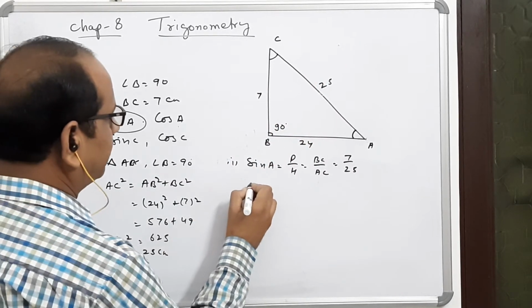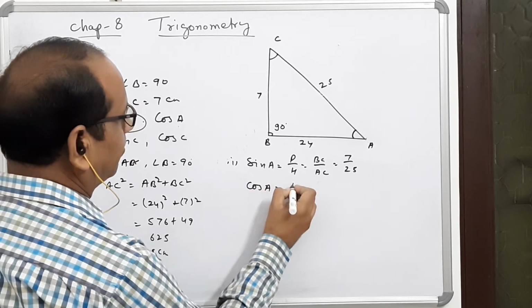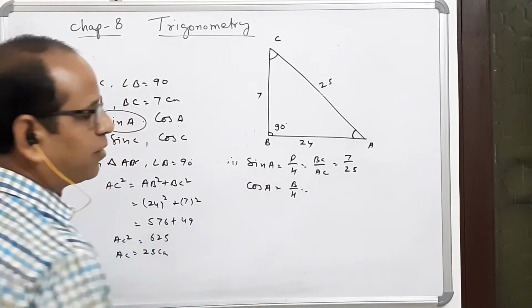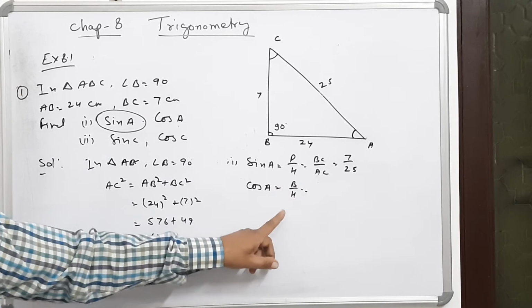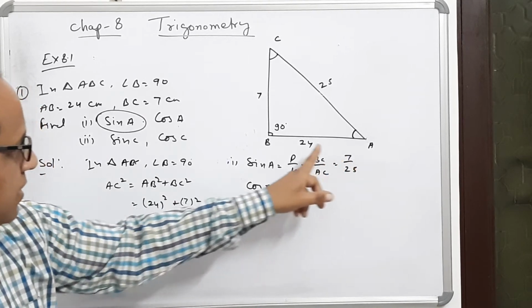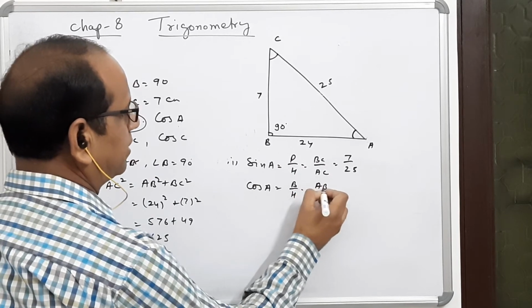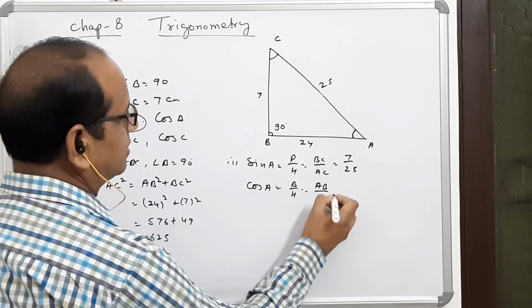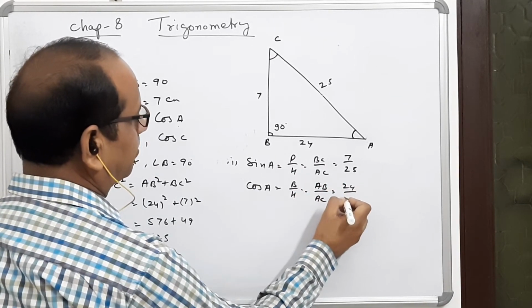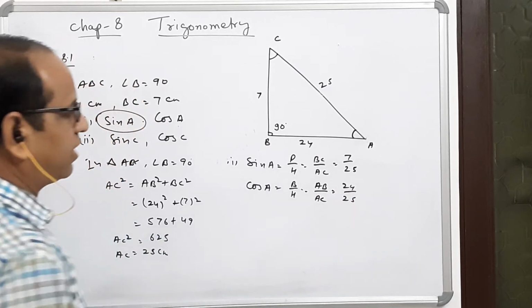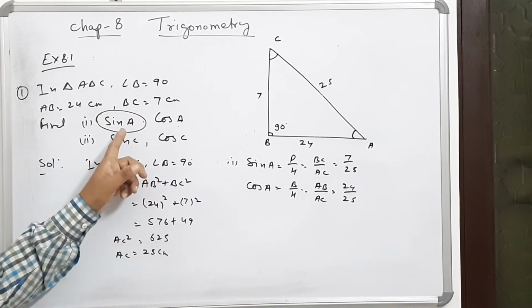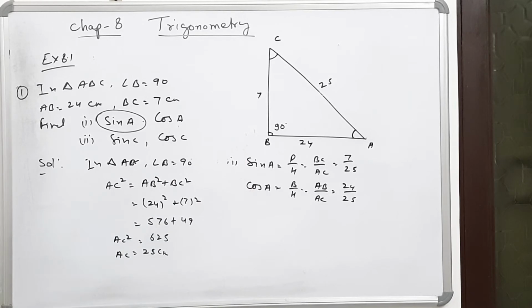Then I am coming to cos A. The formula is B upon H. Cos A is B upon H. Now for angle A, the base is what? AB. So we write here AB upon AC. So the answer is 24 upon 25. So in this way we can find sine A and cos A.